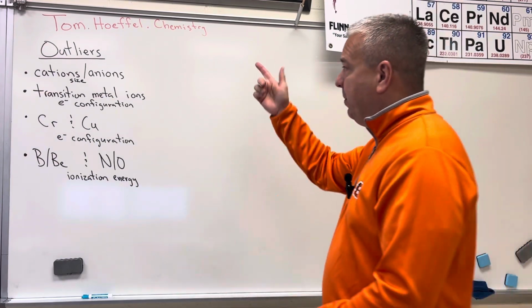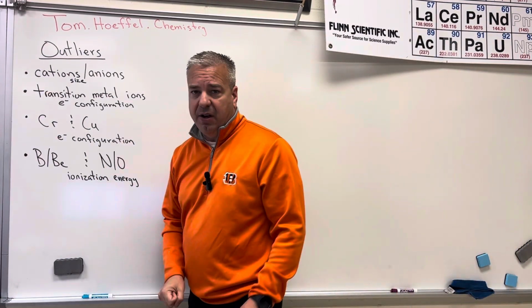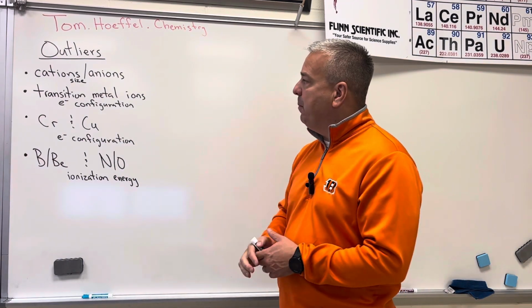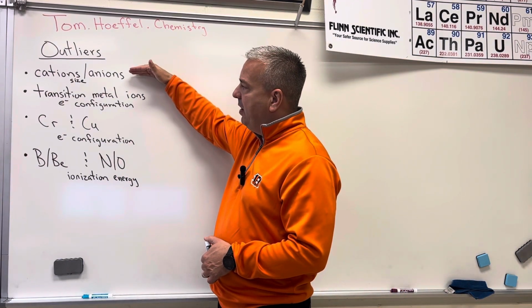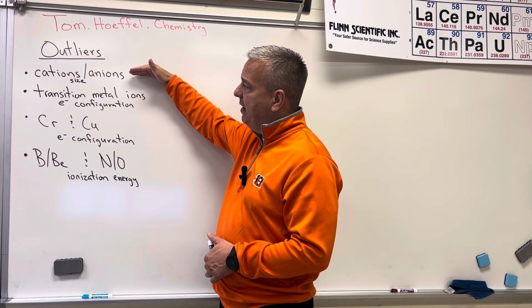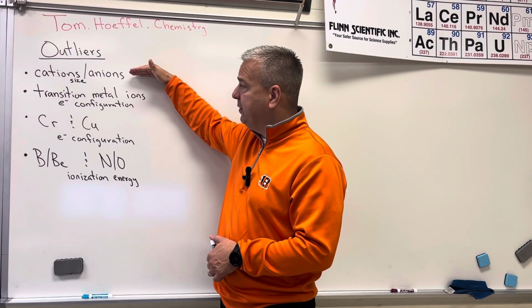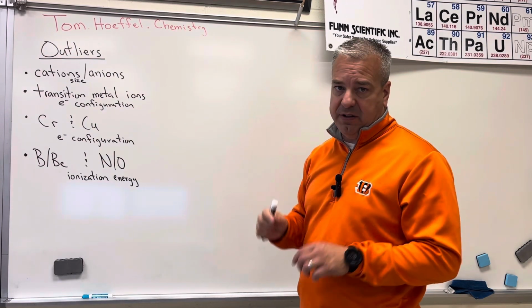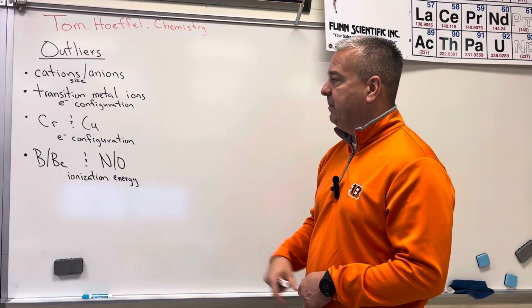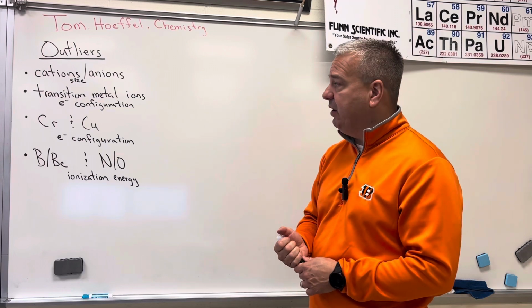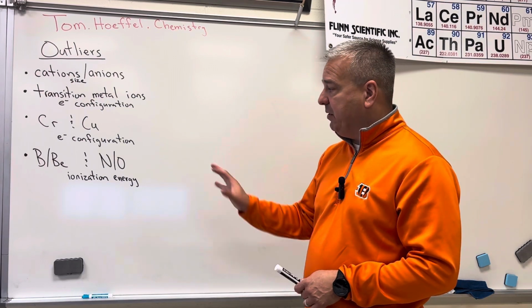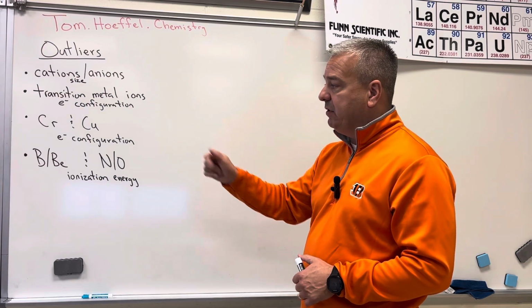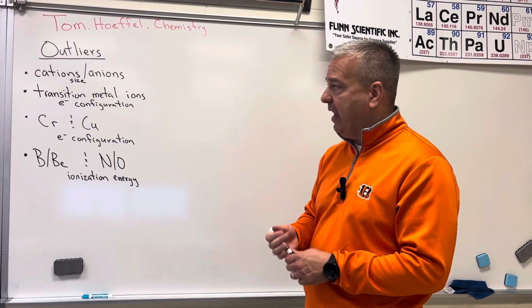In this video, we're going to be talking about outliers of things that typically happen on the periodic table. More specifically, we're going to talk about what type of trend exists between cations and anions versus their parent atom. We're going to talk about transition metal ions, specifically their electron configuration, as well as the electron configuration of chromium and copper. And then we're going to talk about the ionization energy of the elements that are listed here: boron versus beryllium and nitrogen versus oxygen.